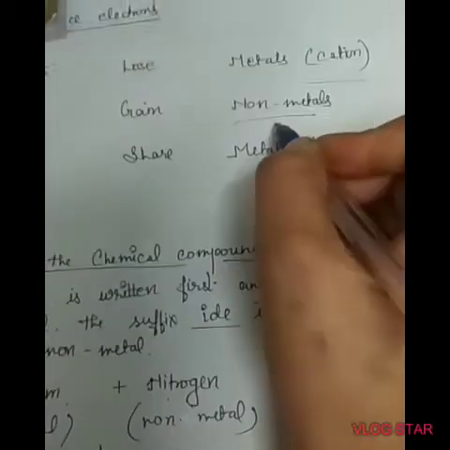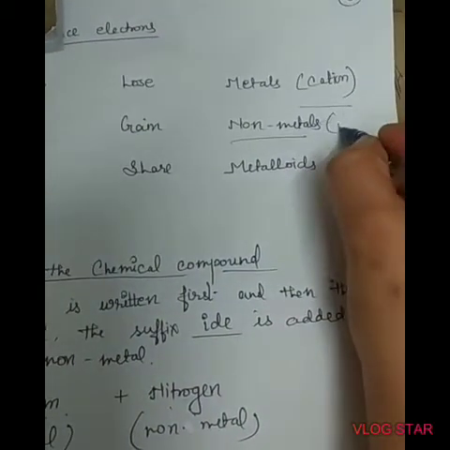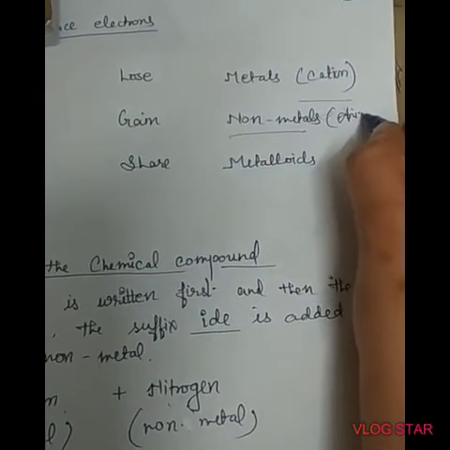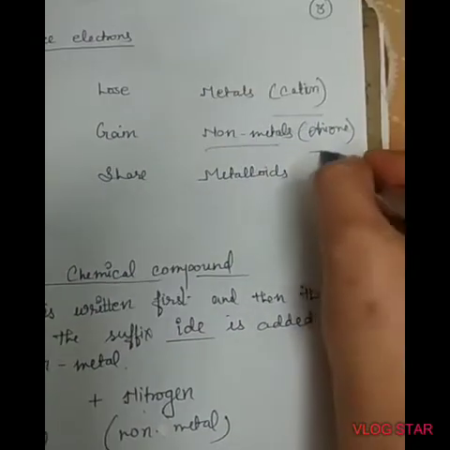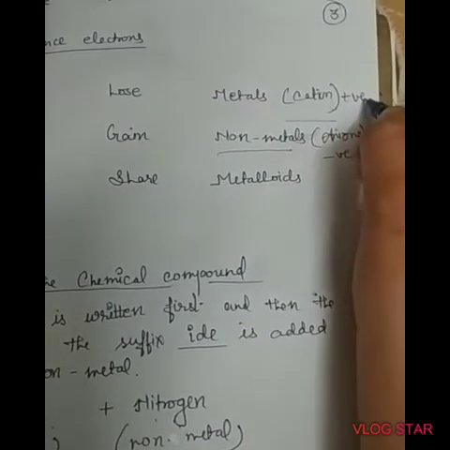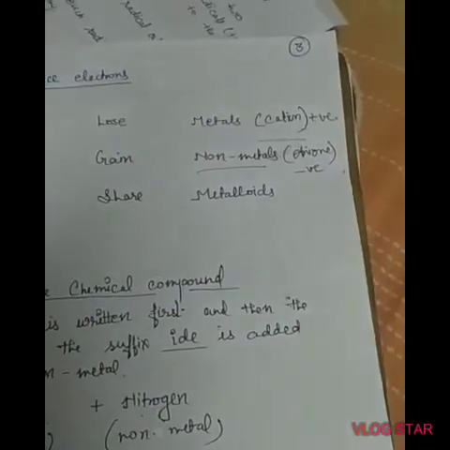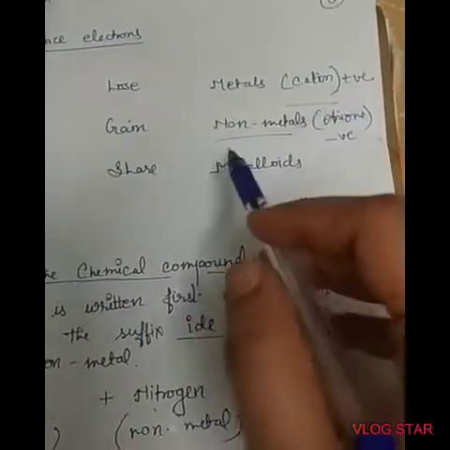Non-metals have the tendency to accept electrons, so they are called anions. Non-metals are called anions, and they are negatively charged ions. Ions are of two types: positively charged ion and negatively charged ion. Metals are positively charged, meaning cation, and non-metals are negatively charged, meaning anion.